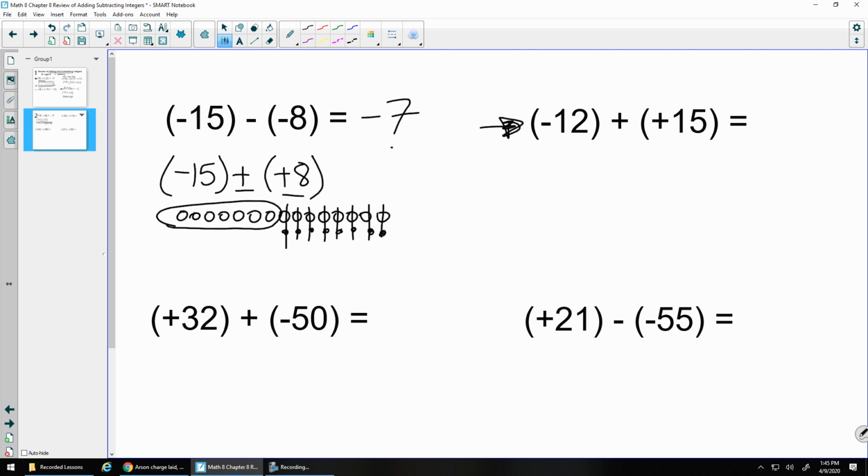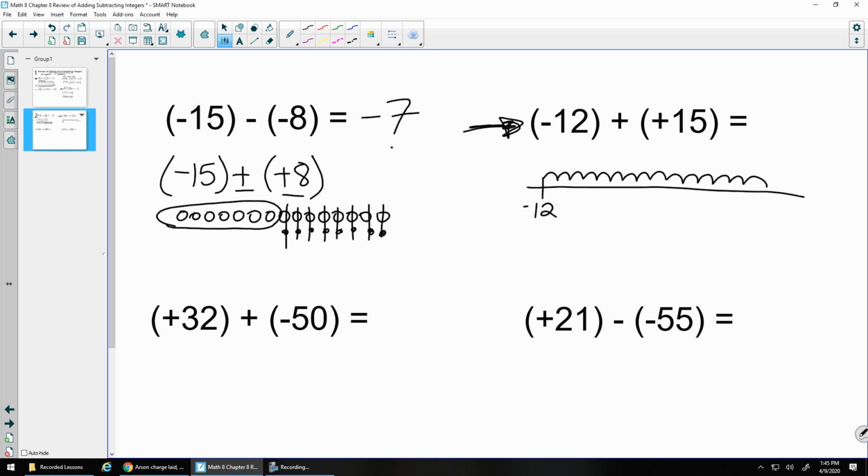In this example right here, I have negative 12, and I'm adding to that 15 positives. My answer is going to be getting larger by 15. So if I was on the number line, if I'm at negative 12, since my answer is getting bigger, it's going to move to the right by 15. 1, 2, 3, up to 15.